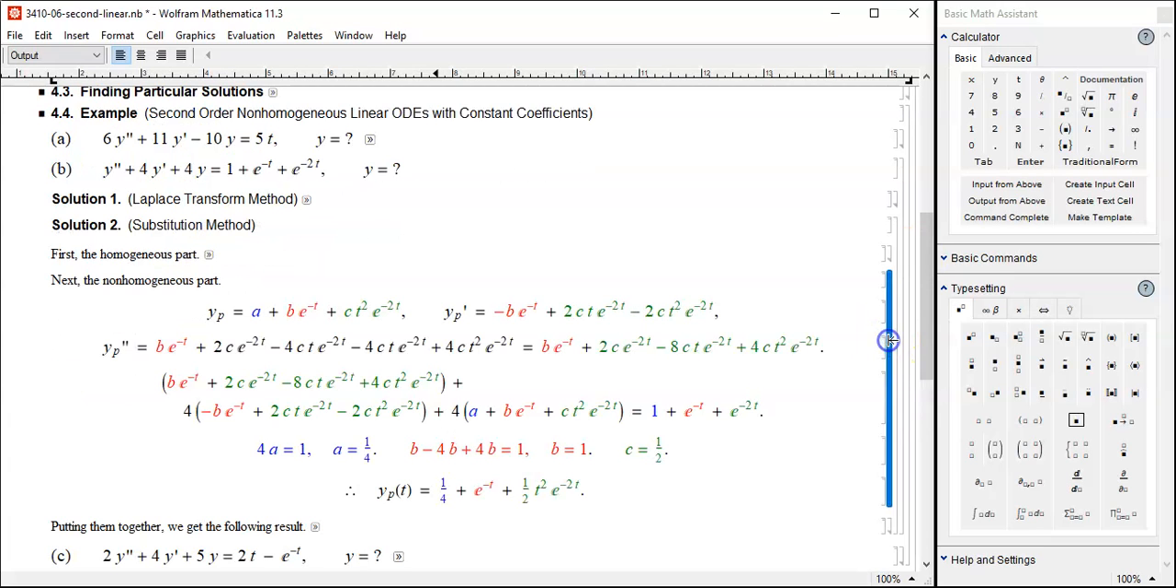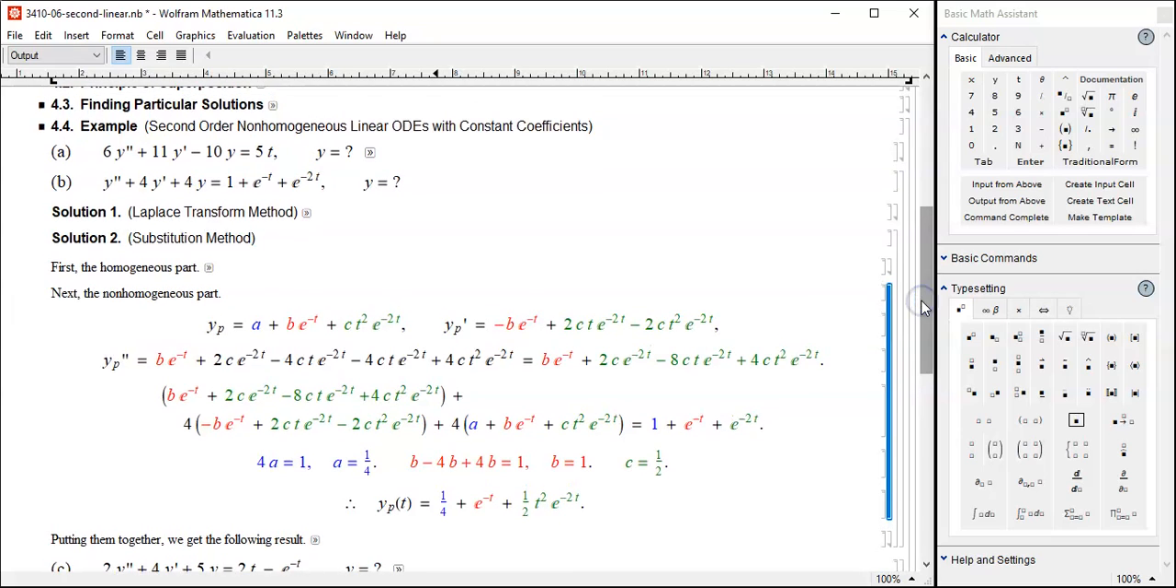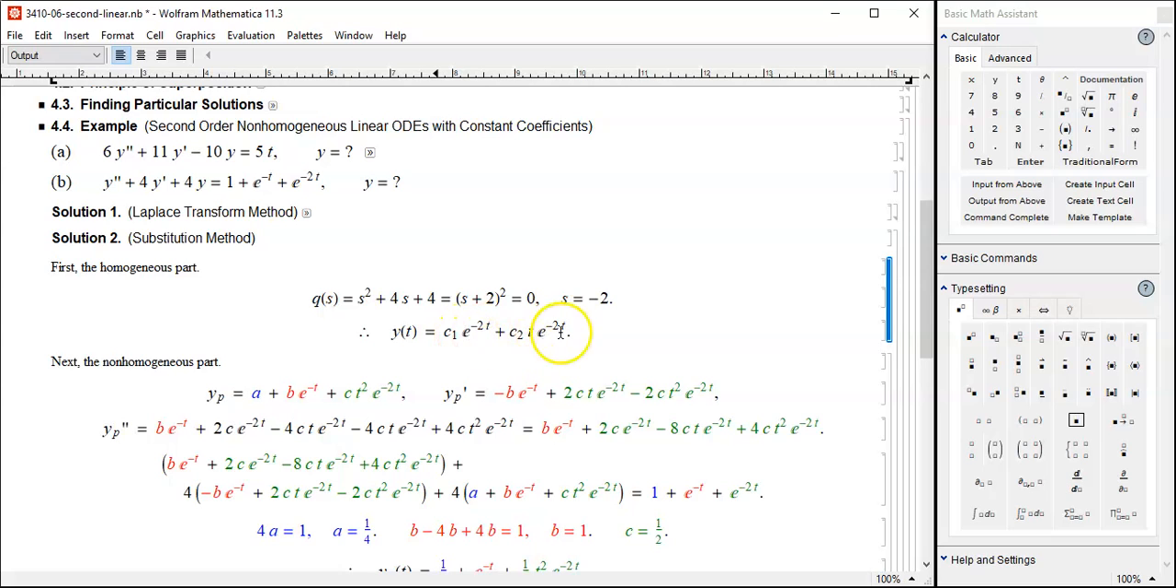Now, what if you do not have computer with you? In that case, you may have to do this. You begin with an educated guess. Let's see, this is a polynomial of degree 0. So we have polynomial of degree 0. And then this one is exponential, so b times exponential. Now this one is tricky. It's not going to be just something times exponential, no, because e to the negative 2t, that part's already covered by the homogeneous part, you see.